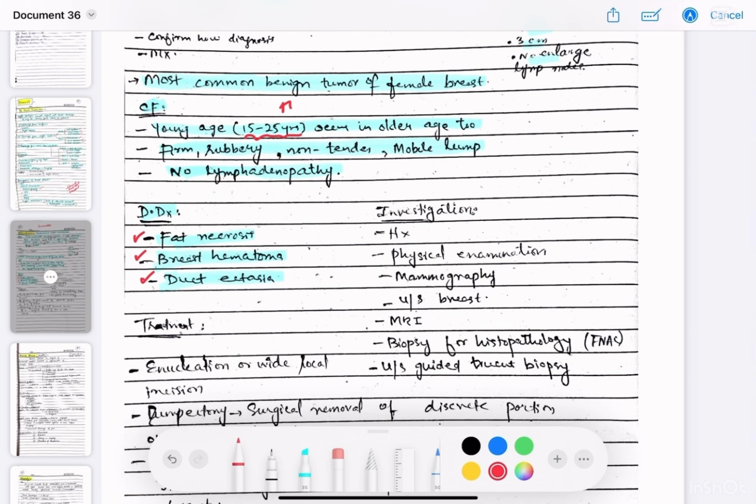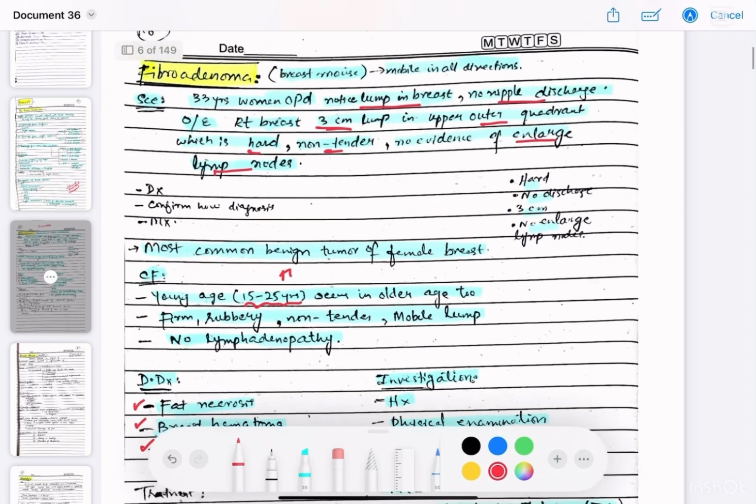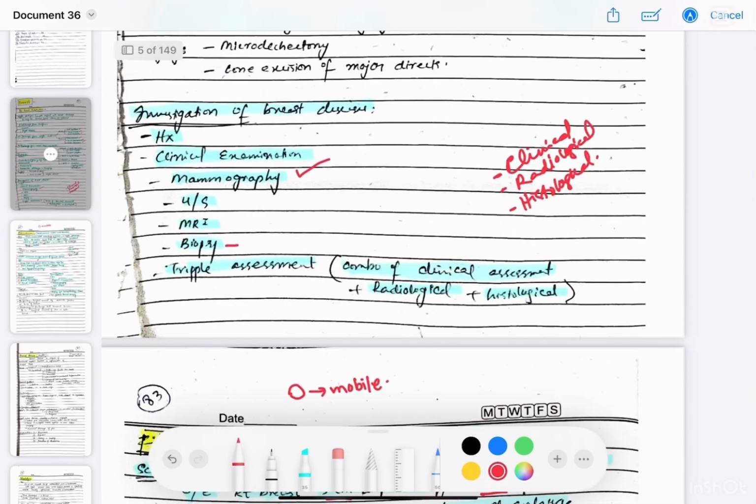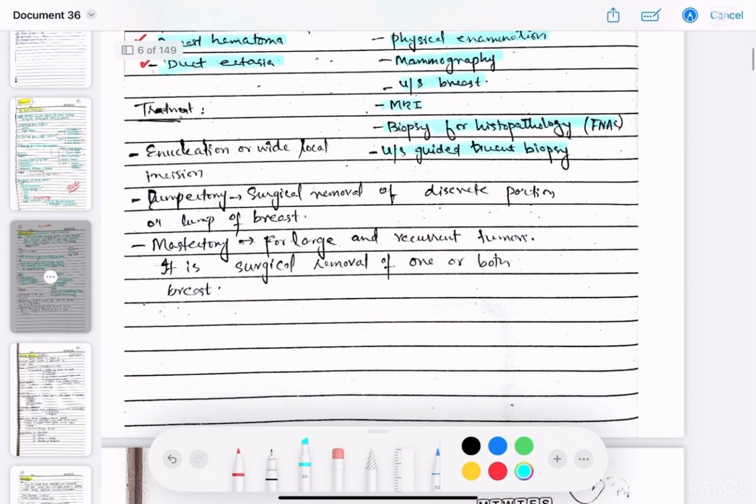Now the investigation options for fibroadenoma are the same as those for breast discharge: history and physical or clinical examination, mammography, ultrasound breast, MRI, and biopsy for histopathology, and ultrasound-guided true cut biopsy. Okay, ultrasound-guided true cut biopsy for histopathology. So this is a biopsy for histopathology and ultrasound-guided true cut biopsy.